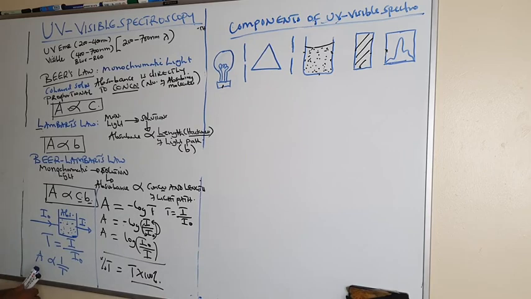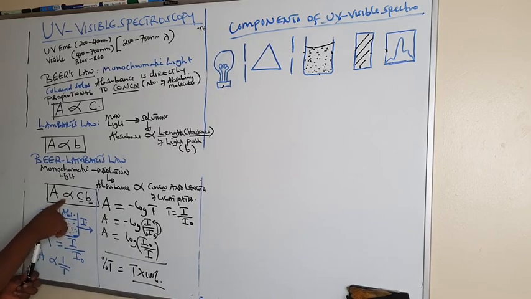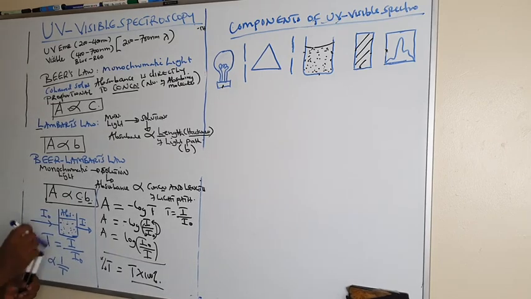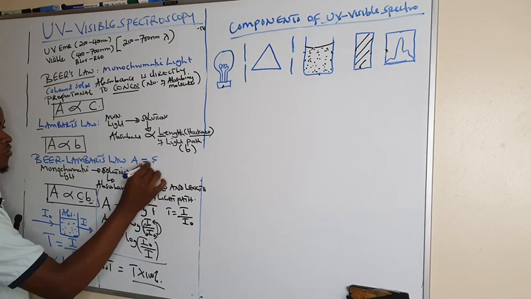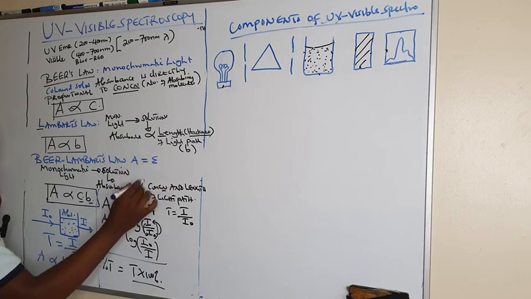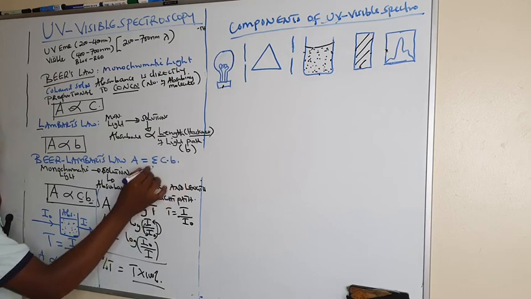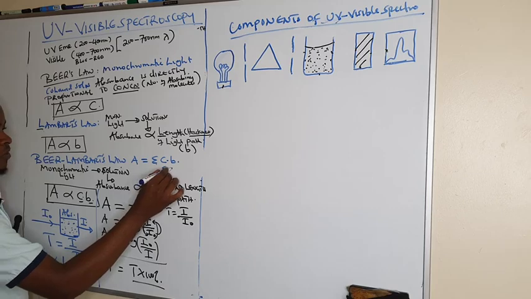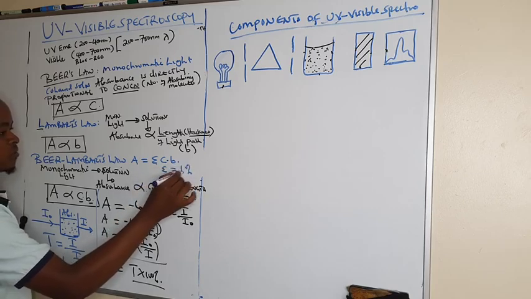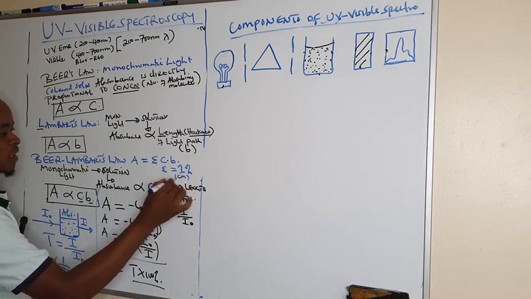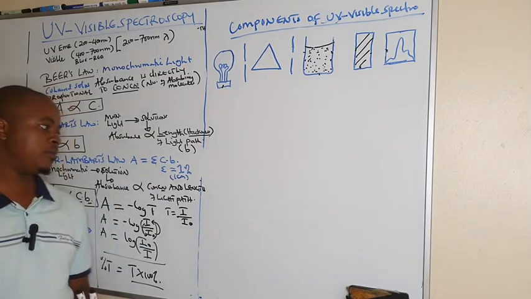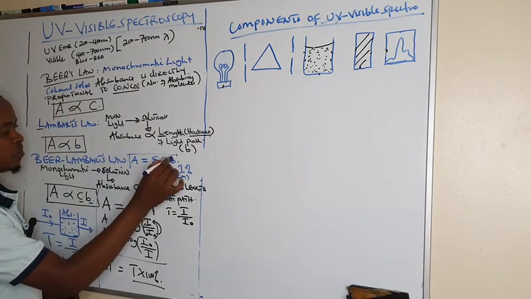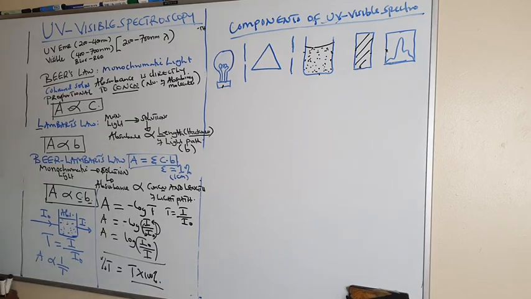And then lastly, according to Beer's law, if we remove the constant of proportionality, absorbance is equal to epsilon, a constant, times C times B, whereby this constant, when you are using a cuvette of 1 centimeter, is equal to 1%. This is for a 1 centimeter sample holder. The constant is equal to 1%. So this is the formula we can also employ in calculating absorbances of different solutions.